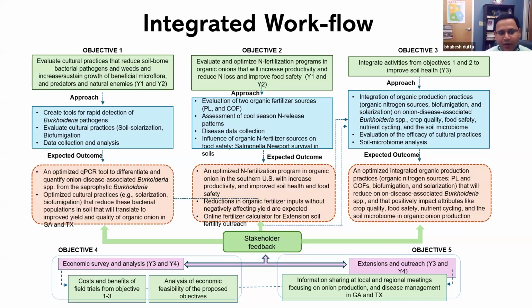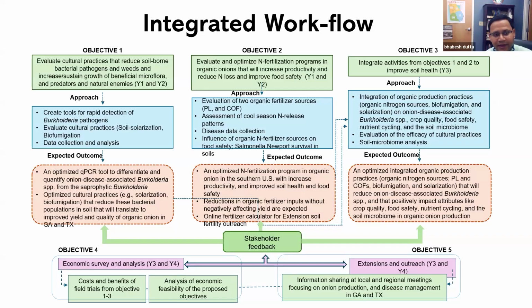Here we are trying to see what nitrogen fertilization regimes we should use in the soil that will not only enhance the soil health but also reduce the harmful bacterial populations. How do these poultry litter influence the survival of Salmonella or food safety? Are our onions at risk when we use this pasteurized or semi-pasteurized poultry litter?